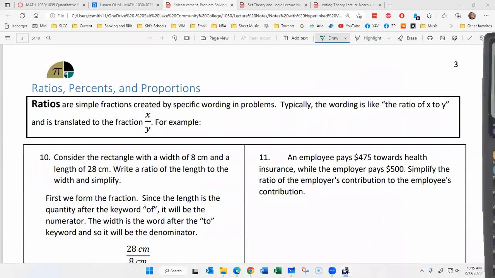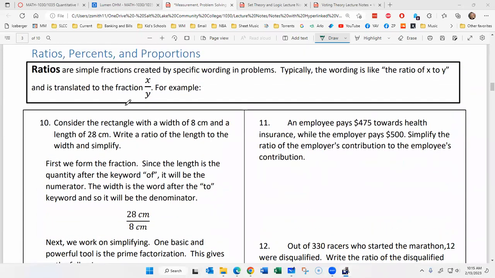All right, next up in measurement: ratios, percents, and proportions. First off, the ratios. Ratios are simple fractions created by specific wording in problems. Typically, it's the ratio of x to y, and then we translate that into a fraction, x over y.